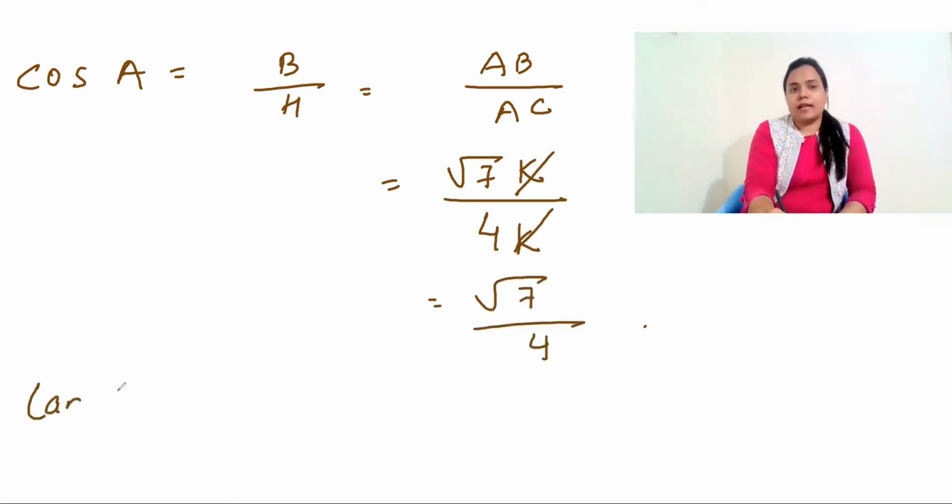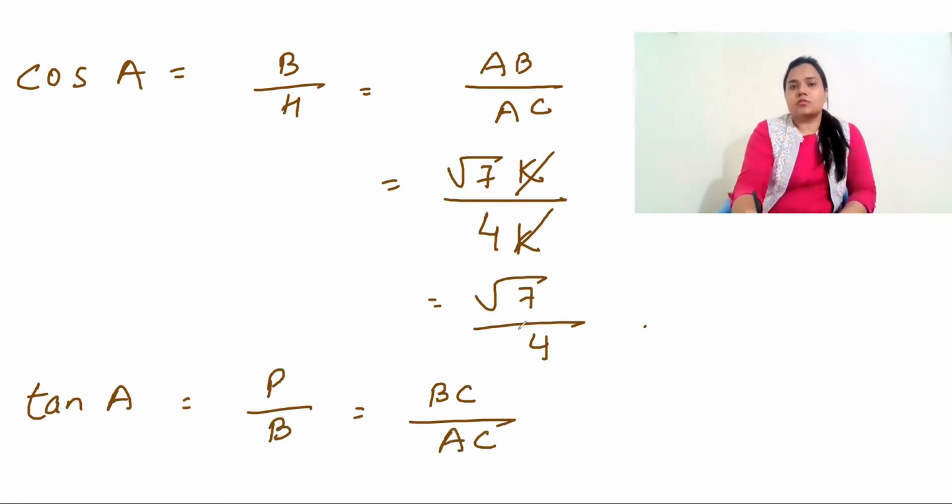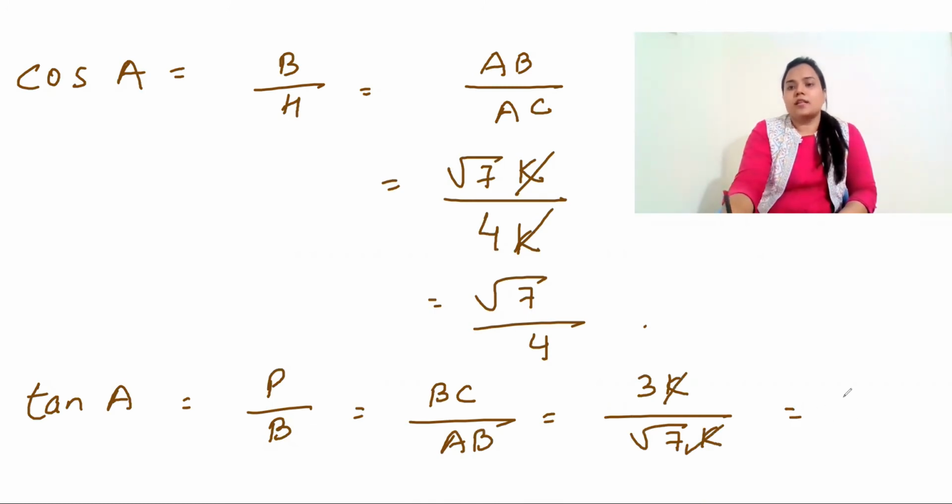Now we need to find tan A. So tan A is equal to P by B. P was BC and B is AB. So BC is equal to 3k and AB is equal to root under 7k. K and k cancel. This will be equal to 3 by root 7.